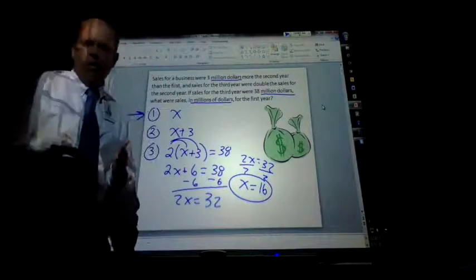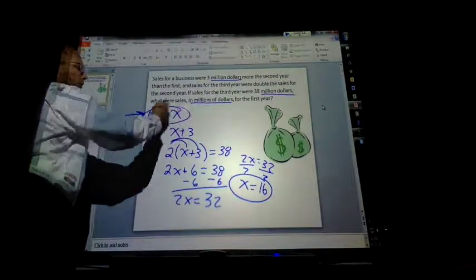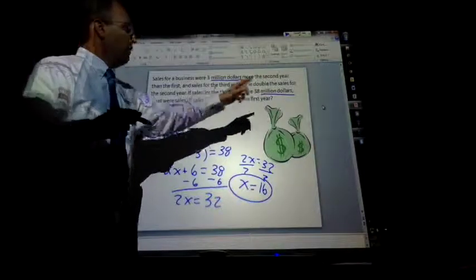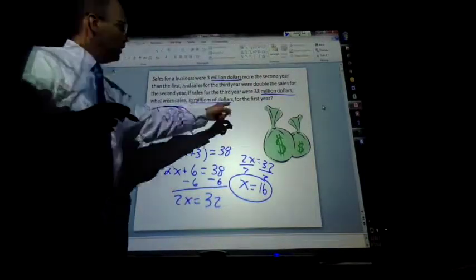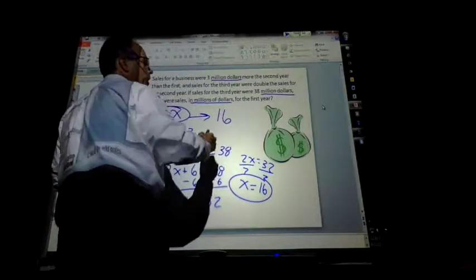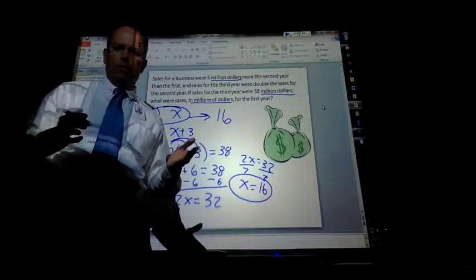Well, what does x represent in this case? It represents what we labeled as our first year. If the sales for the third year were $38 million, what were sales in millions of dollars for the first year? Well, we solved it to be 16. So $16 million was made that first year.